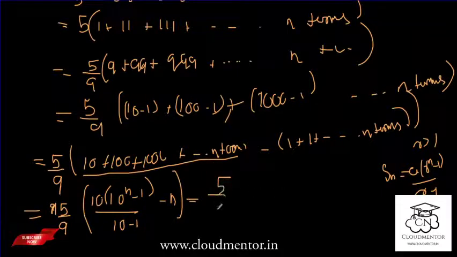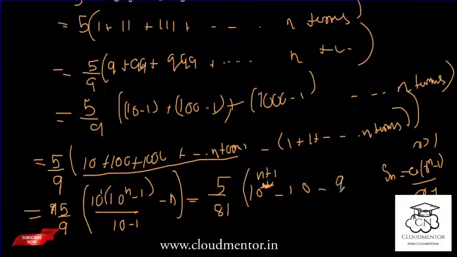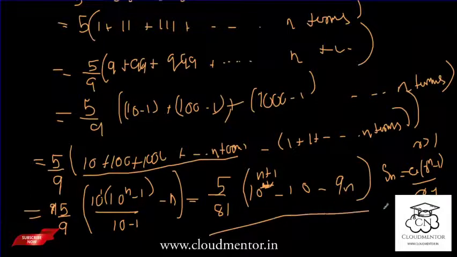so 5 by 81 of 10 raised to 1 and 10 raised to n minus 1. So we get 10 raised to 1 and 10 raised to n, that is 10 raised to n plus 1, and 10 raised to 1 of minus 1, that is minus 10. Here it is n plus 1, 10 minus 9, minus 9n. So this is the answer we got.